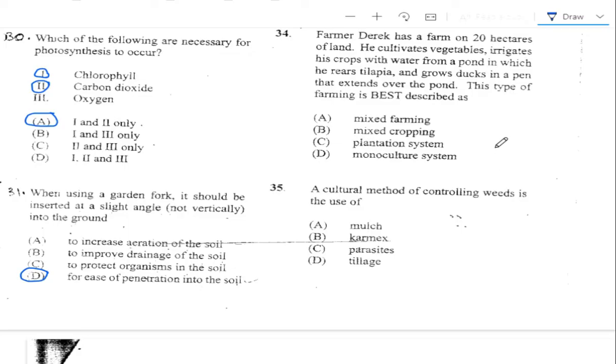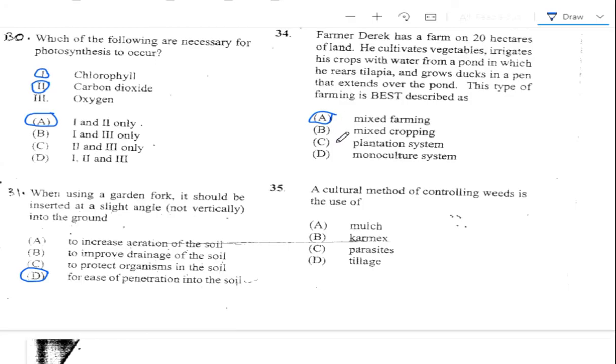Question number 34. Farmer Derek has a farm and 20 hectares of land. He cultivates vegetables, irrigates his crop with water from a pond in which he rears tilapia and grows duck in a pen that extends over the pond. This type of farming is best described as A, mixed farming. Yes, mixed farming.